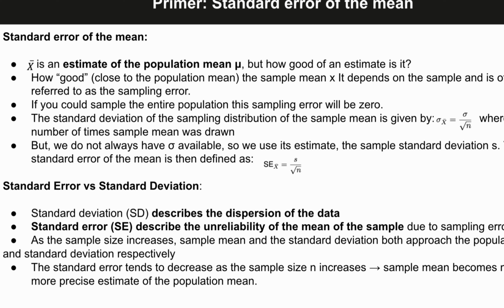As the sample size increases, sample mean and the standard deviation both approach the population mean. Hopefully this does not require an explanation. As you increase the size of the sample, your mean as well as your deviation that you calculate will both approach the population mean, right? Hopefully that is clear. The standard error tends to decrease as the sample size n increases. Why do you think that happens?